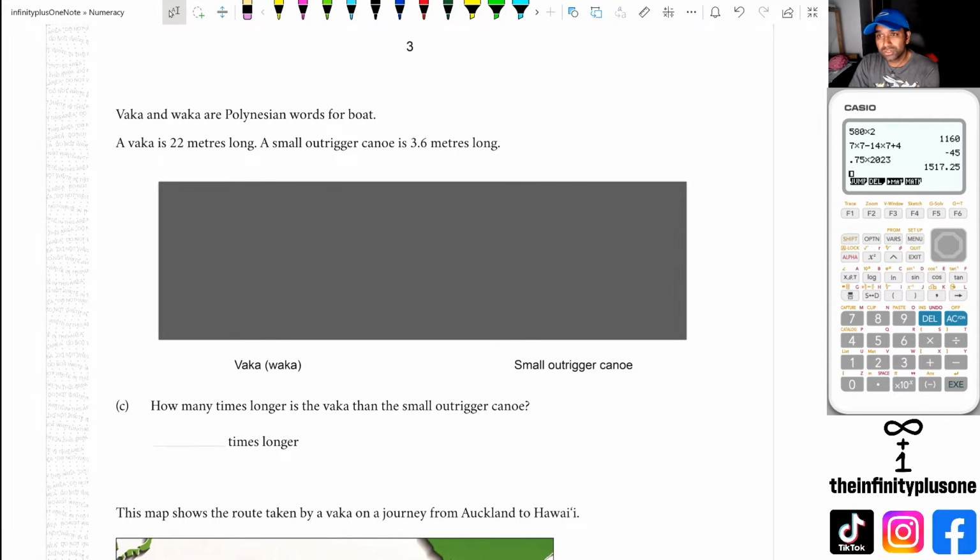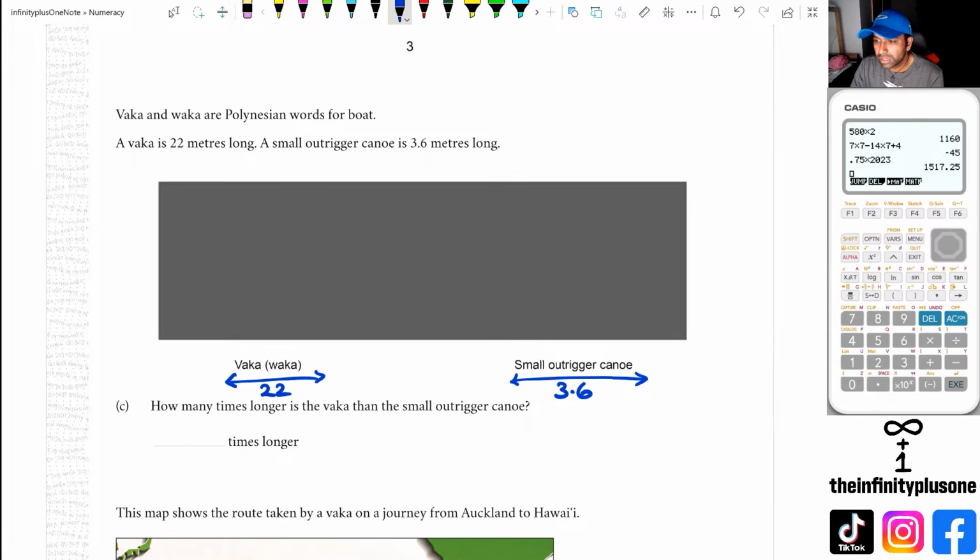Now, unfortunately, folks, some of the images I had to get rid of. Some images I did remake, and they help you, but these ones you can actually do without the images. So what we've got is a waka which is 22 meters long. So basically this thing here is 22 meters long. The small outrigger canoe is 3.6 meters long. And the question is, how many times longer is the waka than the smaller outrigger canoe?